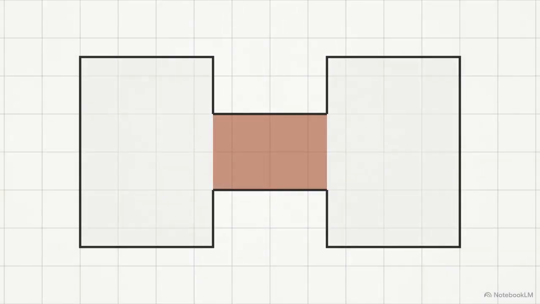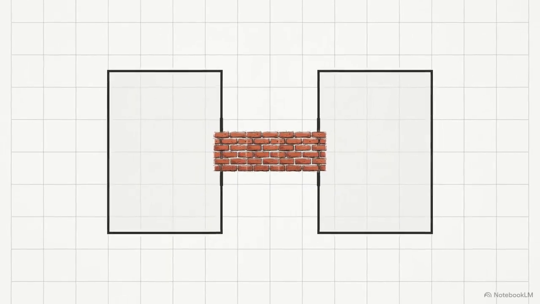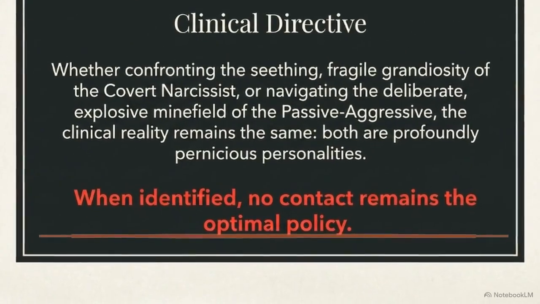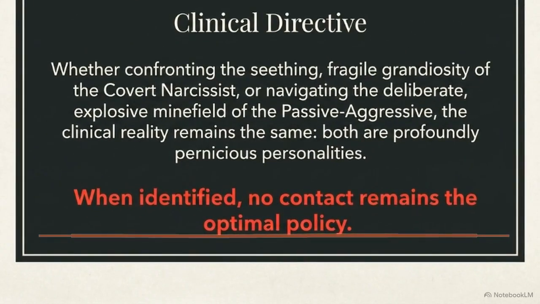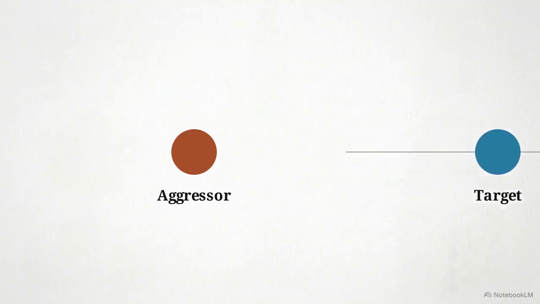While verbal circuit breakers offer temporary protection, enduring emotional recovery requires a structural change to the relationship itself. Look closely at the final clinical directive. Whether you are navigating the seething grandiosity of the covert narcissist or the explosive minefield of the passive-aggressive, the clinical reality remains the same. When identified, no contact remains the optimal policy. In personal relationships, applying this directive means designing a steady, unyielding path towards zero physical and zero emotional contact. You withdraw your presence entirely.